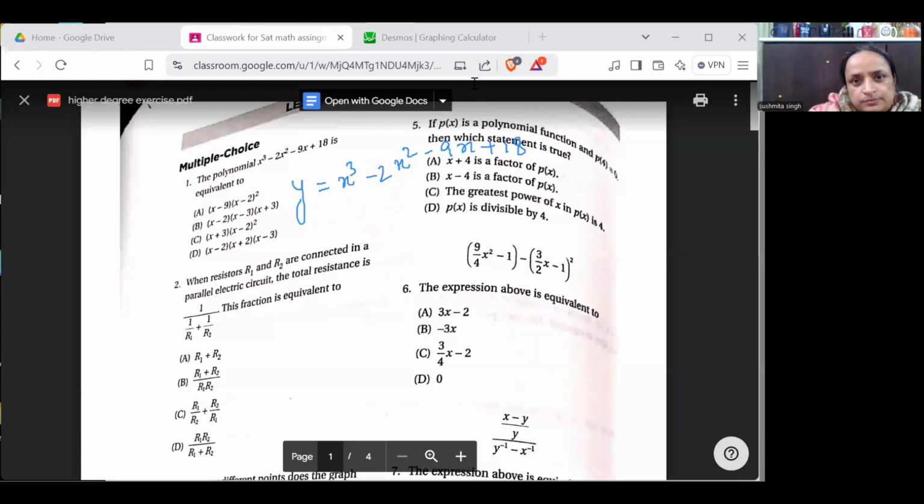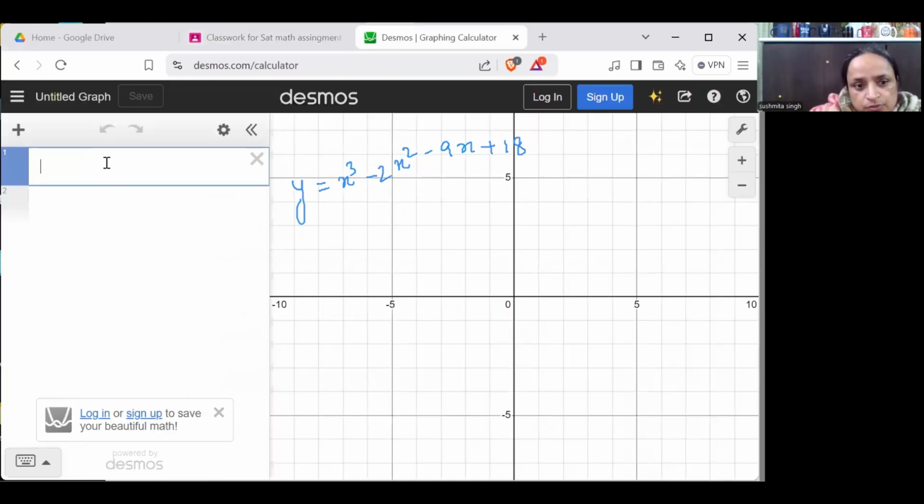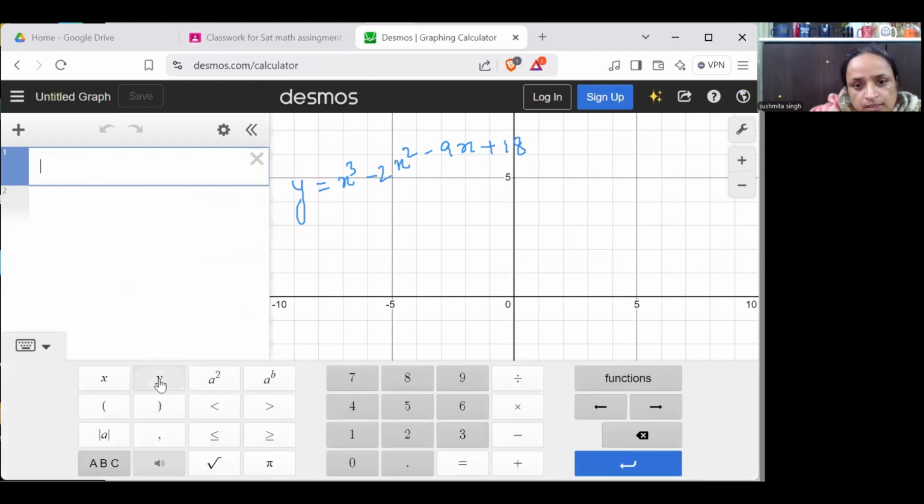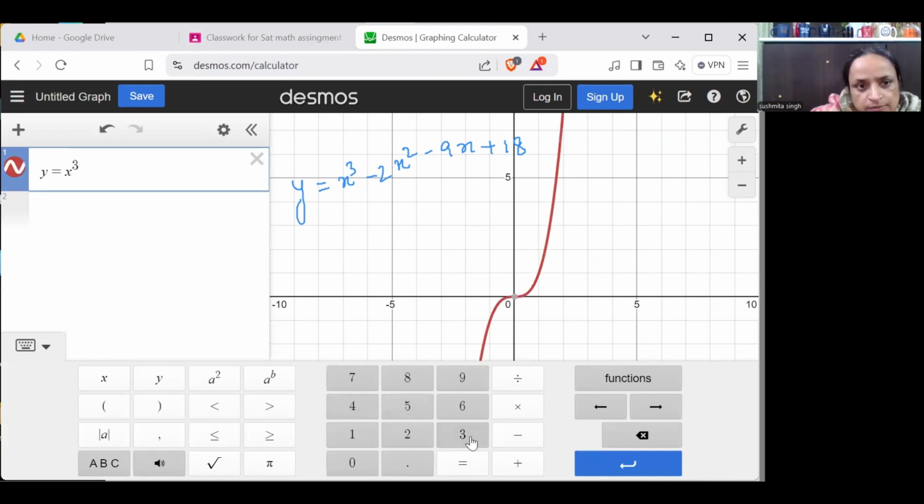So over here, go to Desmos and we'll put the equation as usual. y equals x raised to the power 3, minus 2x squared, minus 9x, plus 18.